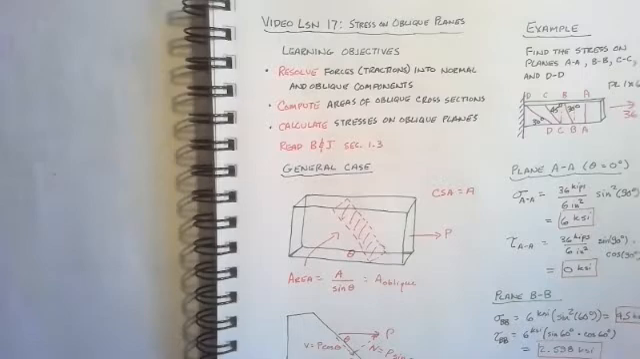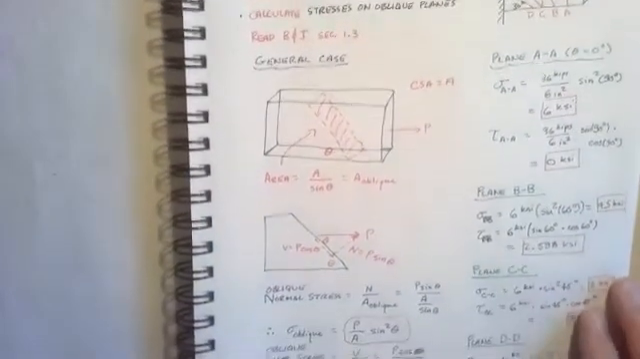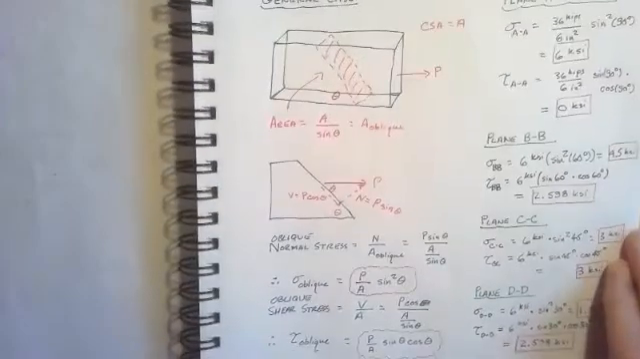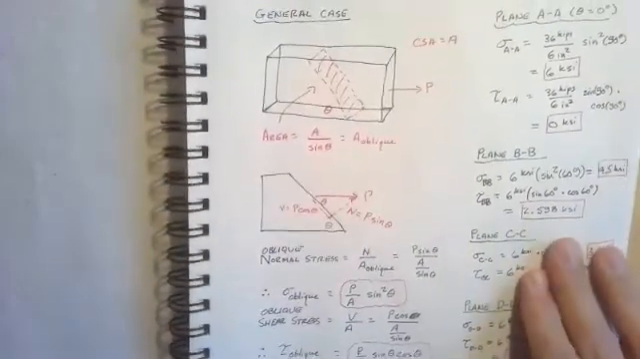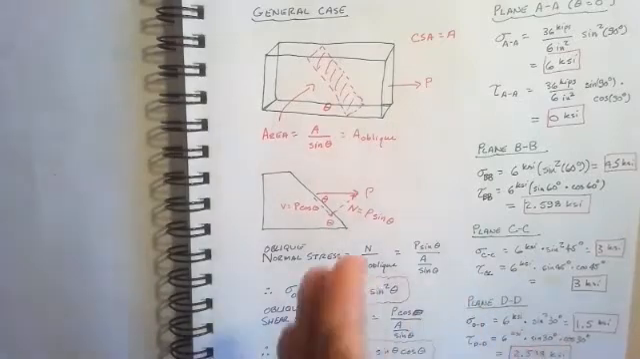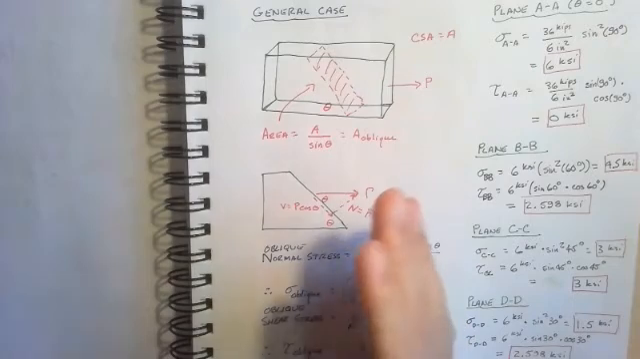So for the general case, we're going to study that first, and then we're going to study some specific cases of this transformation. I wanted to show you the results for the general case first. Let's consider a bar that has an axial loading of P on the bar.